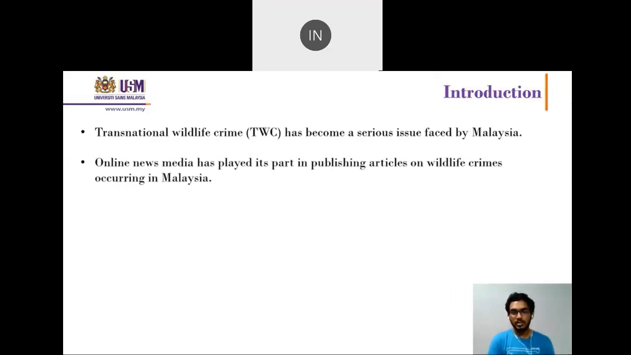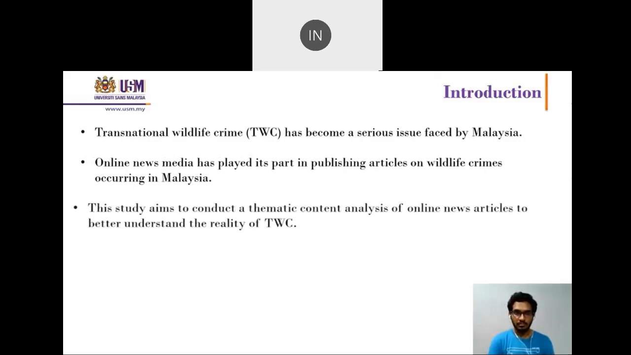Online news media has played its part in publishing articles on wildlife crimes occurring in Malaysia. Therefore, this study aims to conduct a thematic content analysis of online news articles to better understand the reality of transnational wildlife crime.